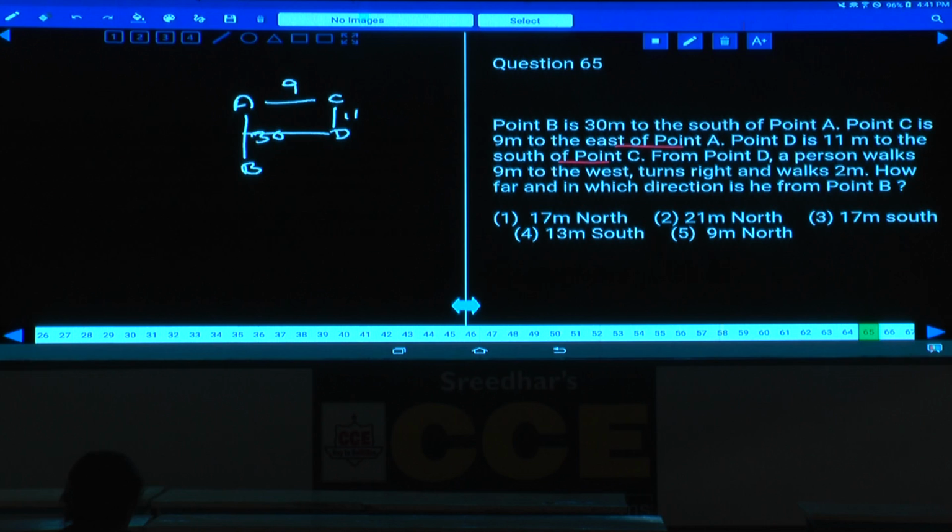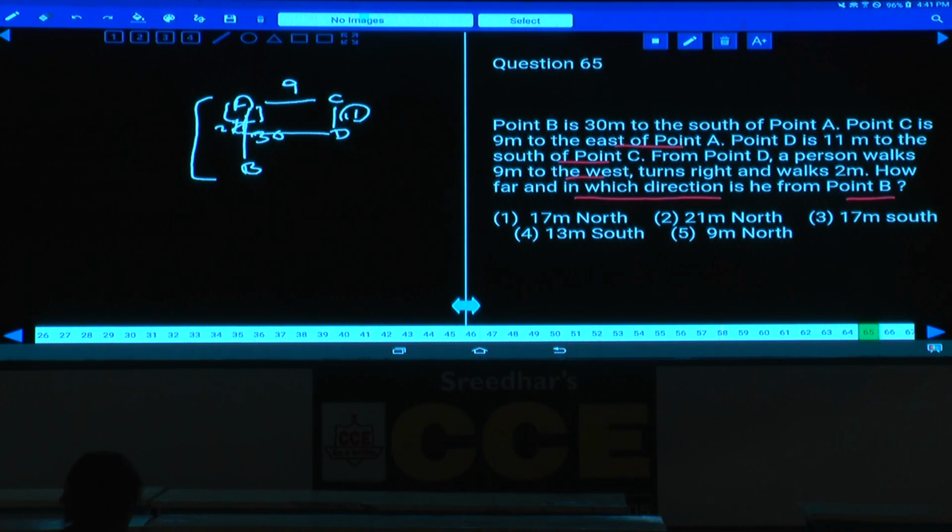The person walks 9 meters to the west, turns right and walks 2 meters. Now from here, he again traveled 2 meters. Now this person is at this place. Then how far and in which direction is he from point B? Now from point B, tell me what is the total distance between A and B? 30. Out of this 30, this 11 is already covered here. And again, now in the reverse they have covered 2. That means how much is covered here? 11 towards south and 2 towards north, opposite, hence they have covered only 9 meters.